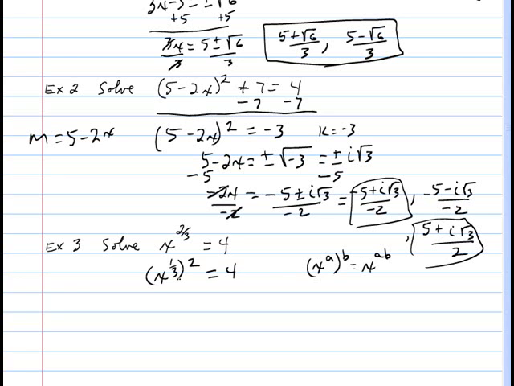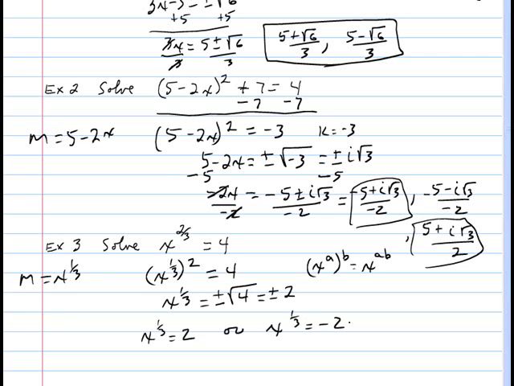And then I'd have the mess would be x to the 1/3. And so I'd have the mess squared equals k. So the mess, x to the 1/3, is positive or negative the square root of k. Well, the square root of 4 is just 2, so that's positive or negative 2. Well, that tells me that x to the 1/3 equals 2, or x to the 1/3 equals negative 2. But how do I find x?